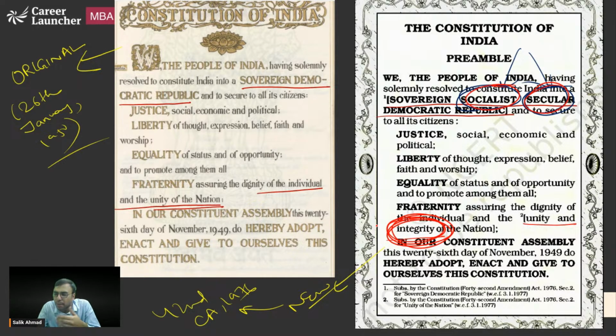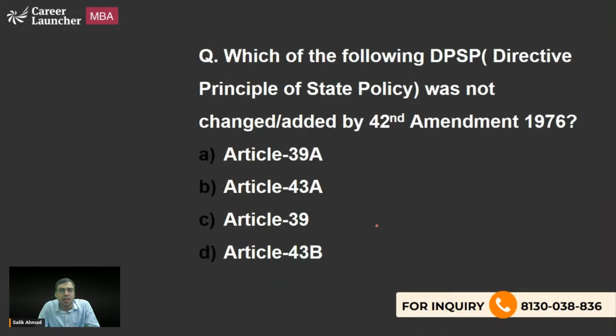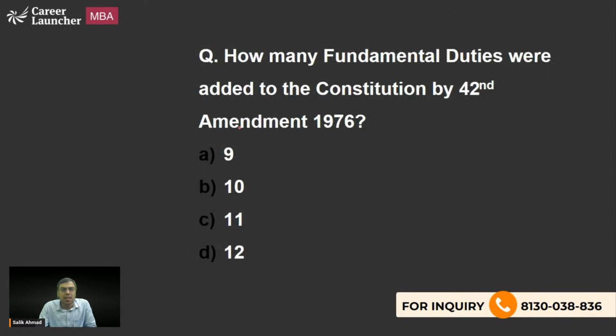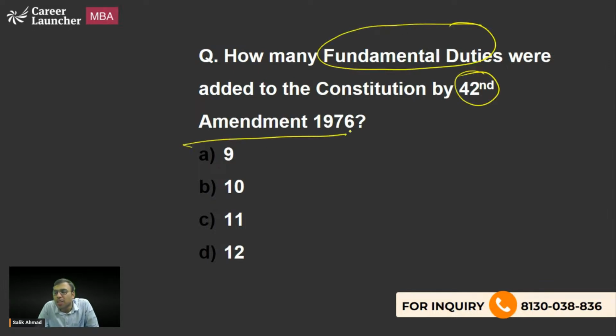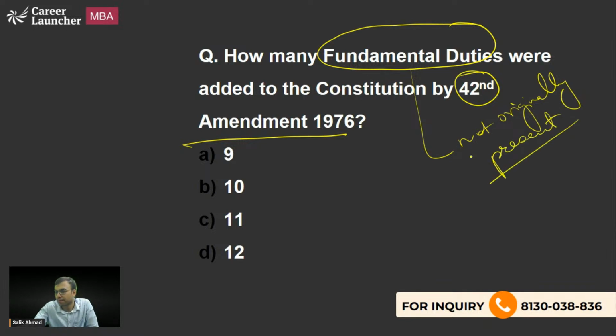So these are the three new words that were added by 42nd Amendment. Is it clear? ये सब अभी भी न्यूज में रहता है. कई बार किसी ने petition फाइल किया था. Someone had filed petition in the court that these words should be removed, etc. So that is why it comes in the news. तो preamble से related ये सब खबरें न्यूज में आती है. And that is why I'm asking it. Now, this is also not very important for you, so we are skipping that. Now, how many fundamental duties were added to the Constitution by 42nd Amendment 1976? I told you that fundamental duties were not originally present. ये शुरुआत से नहीं था. Okay.